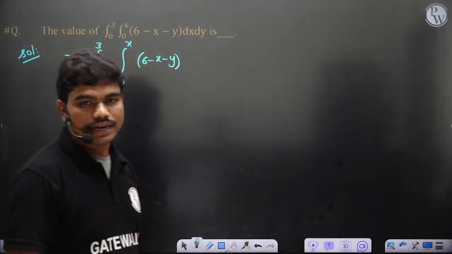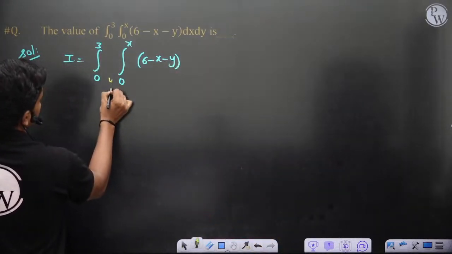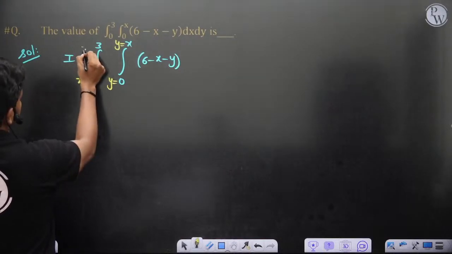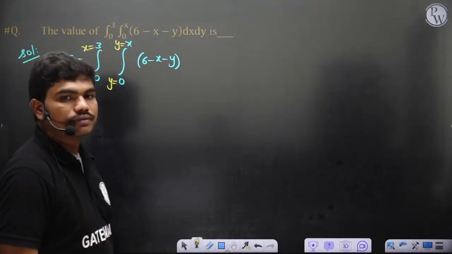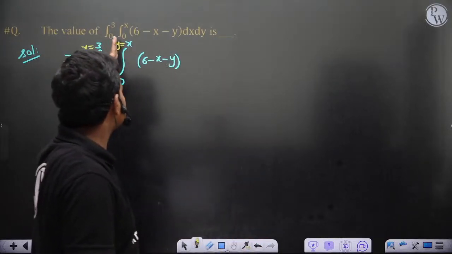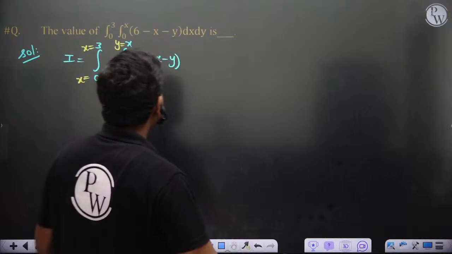So these are y limits, good. So y is equal to 0 to y is equal to x. Ultimately these are x limits then, in such case: x is equal to 0 and x is equal to 3 here. So these are y limits, and if these are y limits, the outer integral limits are x limits. So let's calculate then.